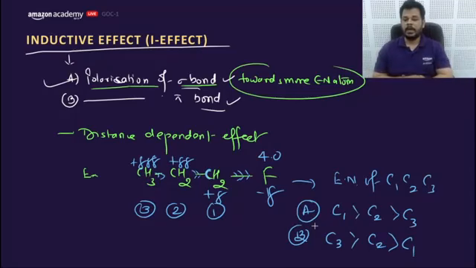Depending on the electronegativity. Electronegativity is the tendency to attract electrons. Sanjana says C1, C2, C3.